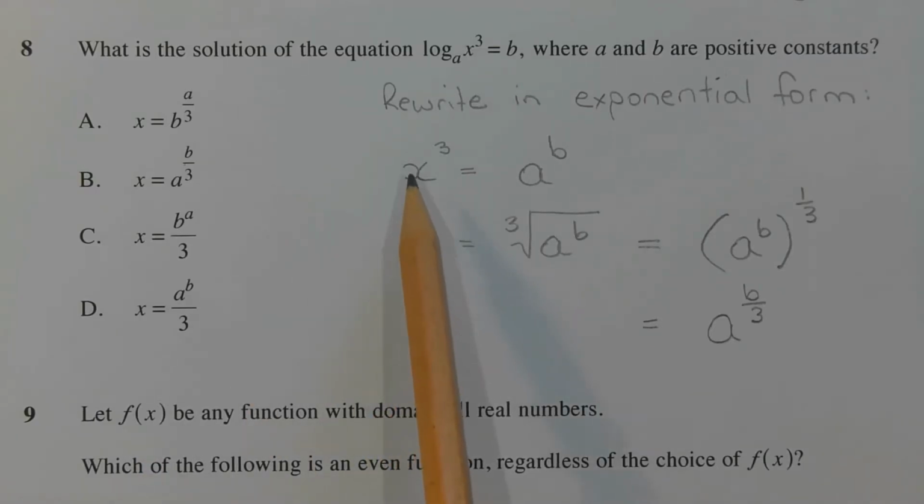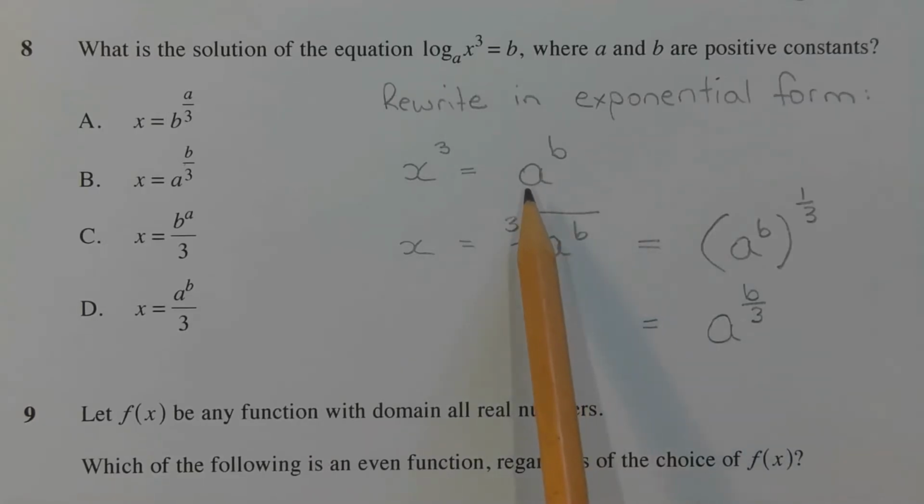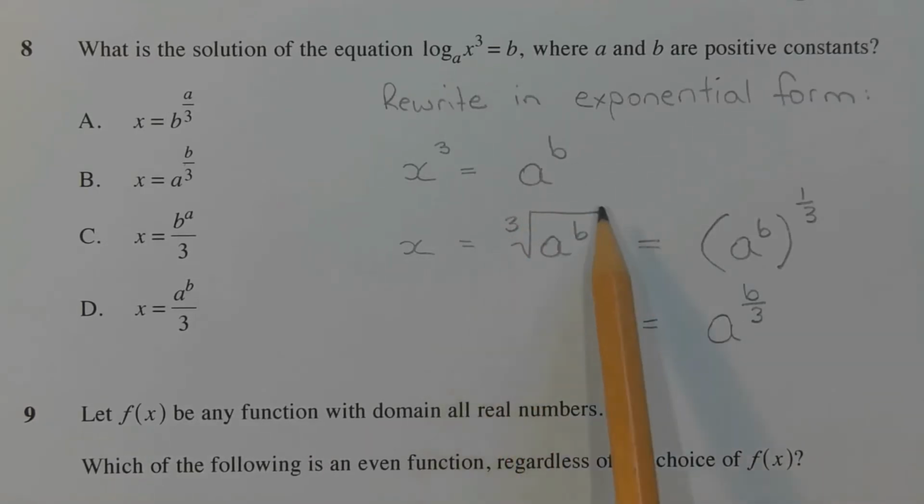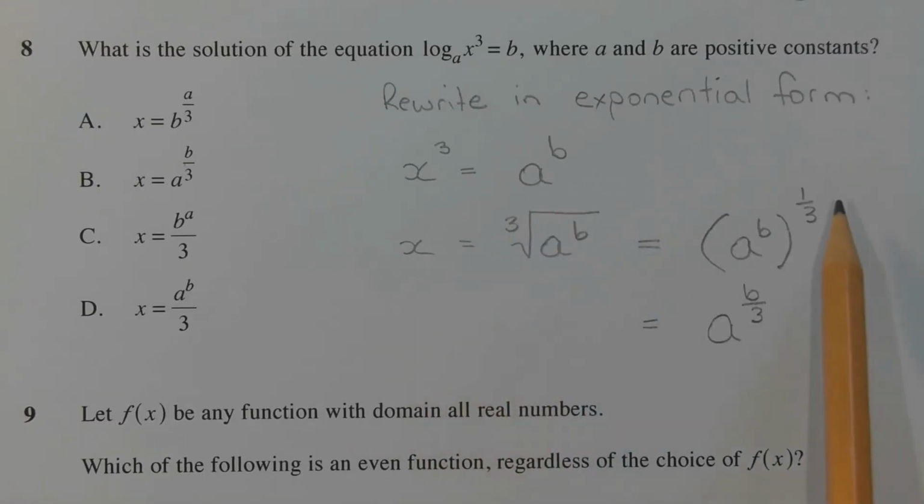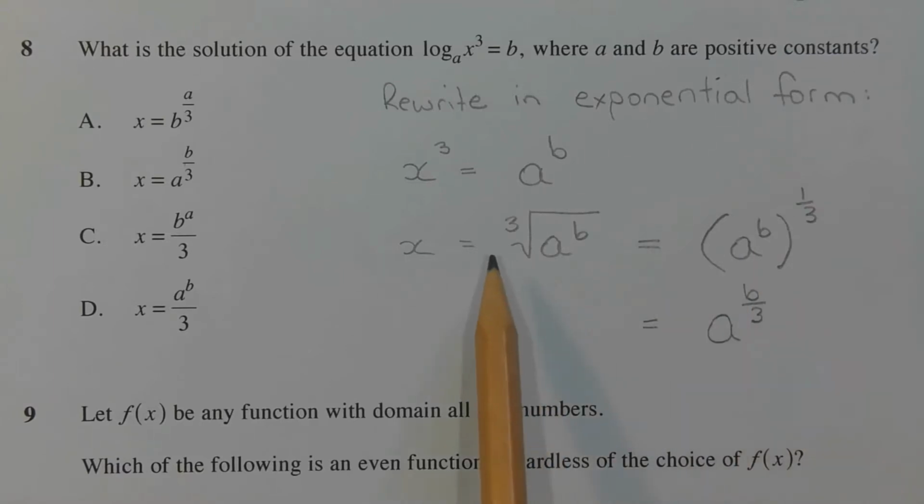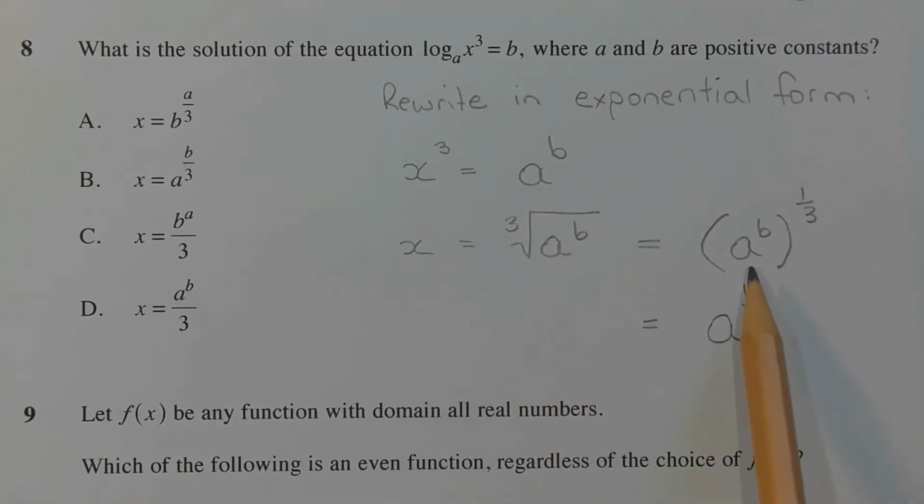So the cube root of x to the power of 3 is just x, and the cube root of a to the power of b is just the cube root of a to the power of b. However, we can rewrite this in index form. So the cube root of a to the power of b can be rewritten as a to the power of b in brackets to the power of 1 over 3.